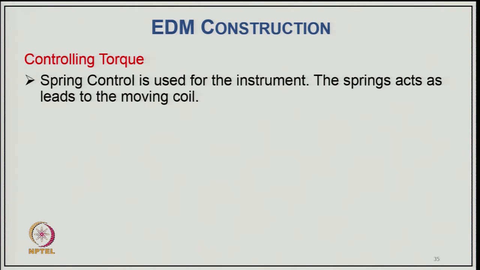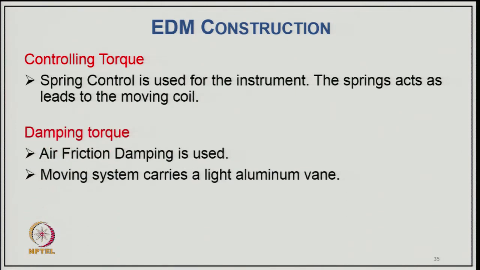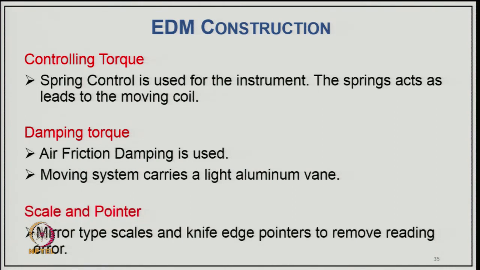And now coming to the typical construction of this electrodynamic wattmeter. As we discussed already in the last class for the ammeter and voltmeter instruments, here also we have a controlling torque, that is spring control is used for the instrument, and the spring acts as lead to the moving coil. For the damping torque, air friction damping is normally used, which we discussed already in the dynamometer instrument. The moving system carries a light aluminum vane, and the scale and pointer are of the mirror type scale and knife edge pointers to remove reading error.